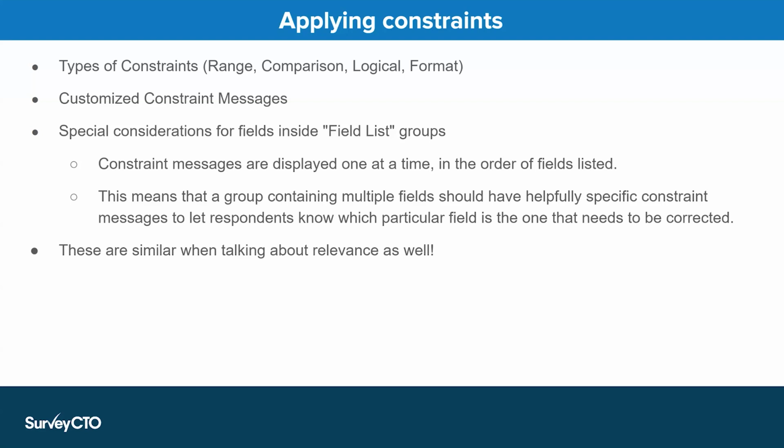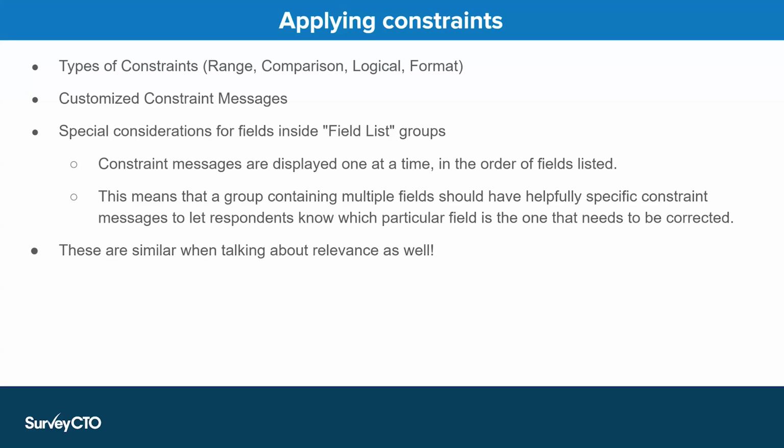Constraints, like other expressions in SurveyCTO, evaluate between screens. So with a single field on a screen, when you attempt to move to the next screen, the constraint will be evaluated, and if the constraint expression is true, you will be able to pass. And if it's false, you will be blocked from moving to the next screen.